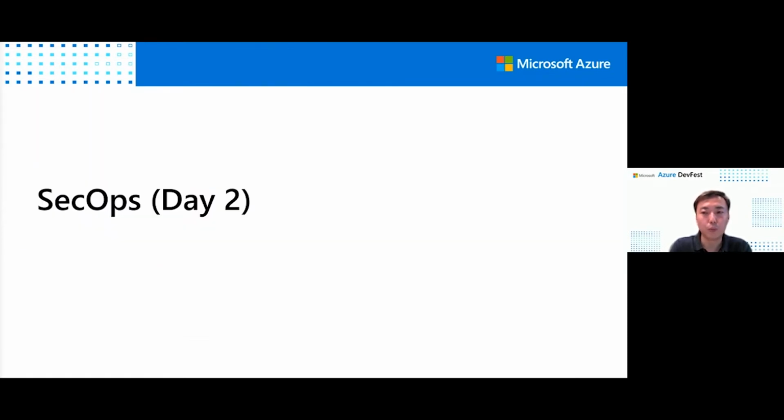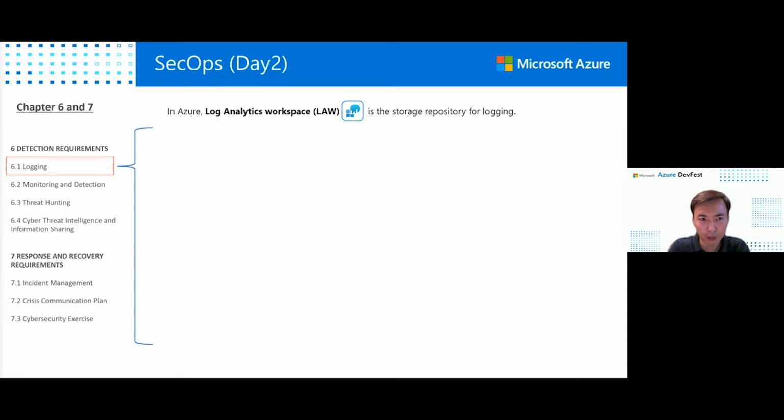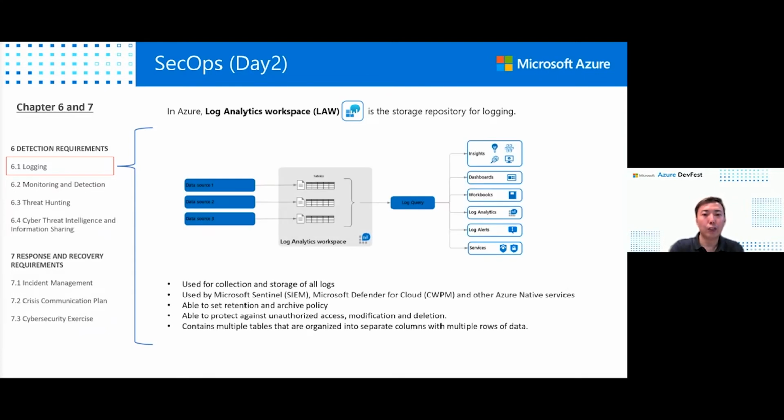I'll move on to the daily SecOps day 2 portion. So let's go back to the fundamentals where we talk about chapters 6 and 7. The first part of the detection requirement is always about logging. And logging being the single source of truth, especially for the security team, and apparently it's for everyone: the CISOs, the sub-managers, the security analysts, as well as the threat hunters.